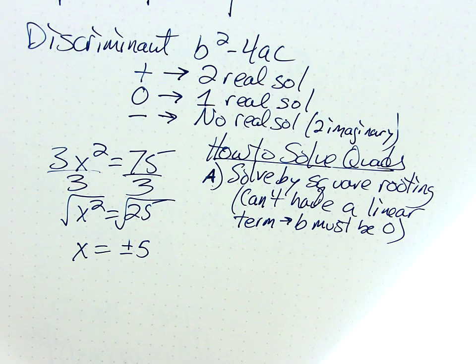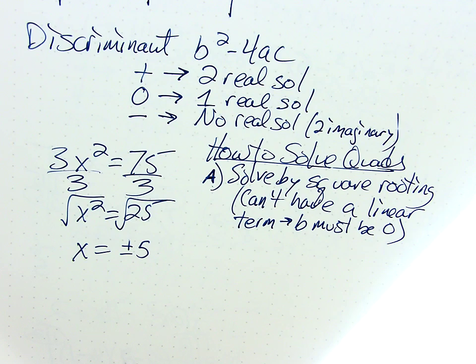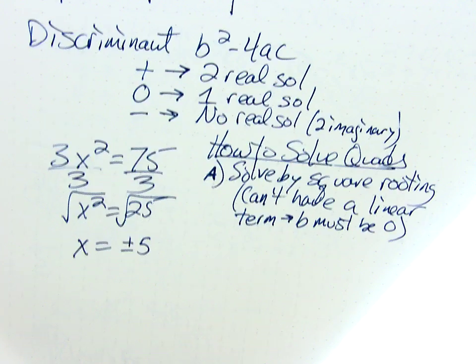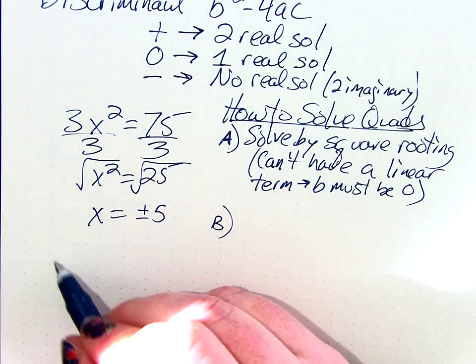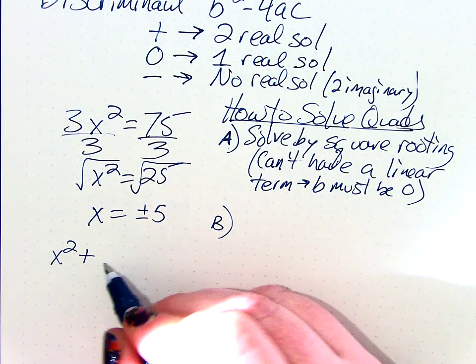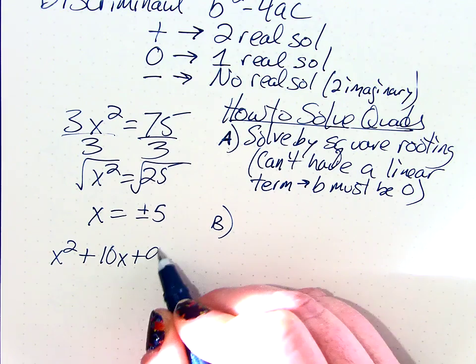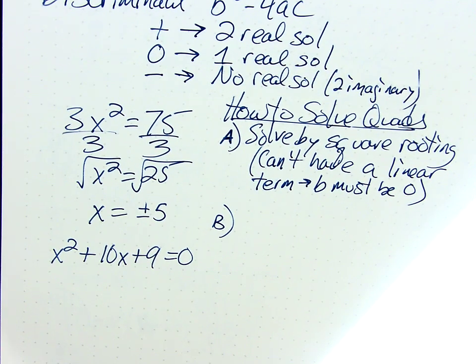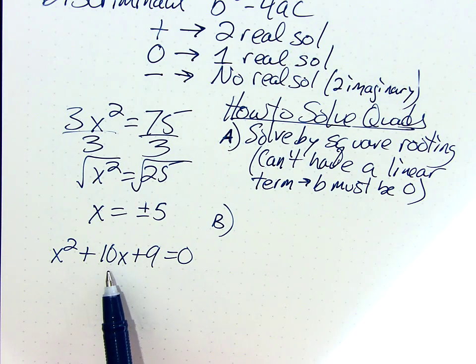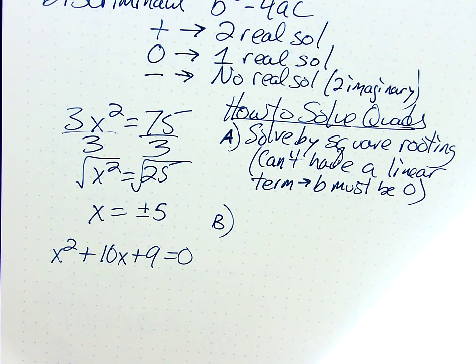Okay, and there's an example of that. If you can't do that, that's your easiest option, but I can't always do it. If I give you something like this, you can't solve this by square rooting because b is not 0. I have a linear term. So, what's the next best thing?